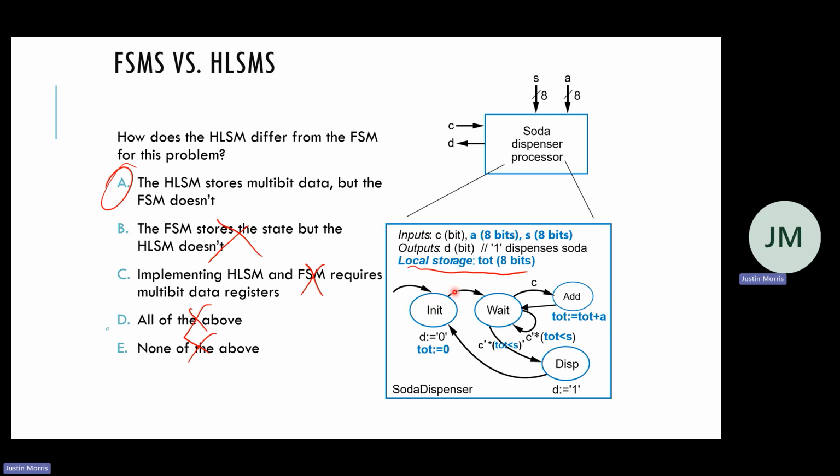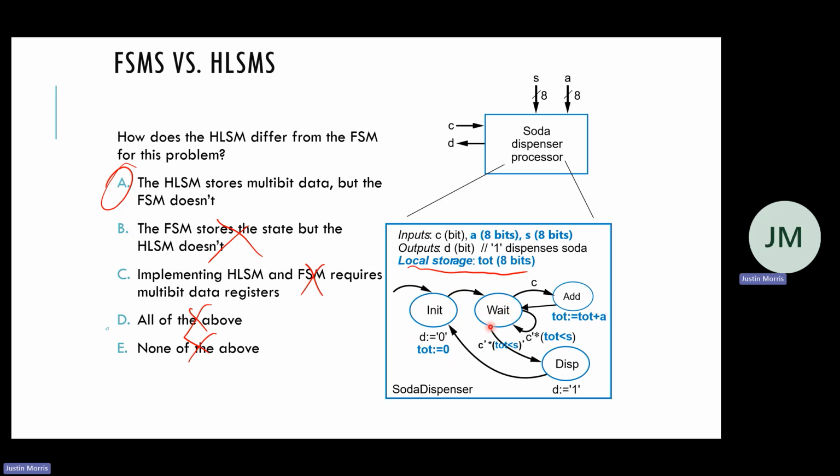We first go into the initial state, right? And then in the initial state, we're saying we output for D 0 because we haven't received any money from the customer, right? So we should not dispense a soda. And we reset total to 0. And then no matter what comes on the input, we transition to wait. Right? So if we have an arrow with no condition, we always transition, right?